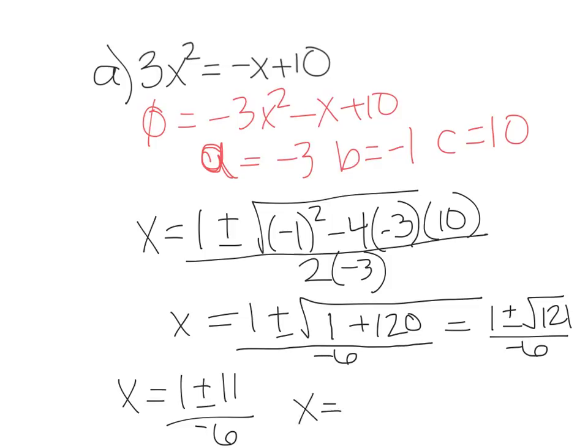So x will equal, well, what's 1 plus 11? 12. So -2. So -2 is one answer. 12 divided by -6 would give me -2. 1 subtract 11 would give me -10. -10 over -6. Negative over negative would make it positive, and it reduces to 5 over 3. Good.